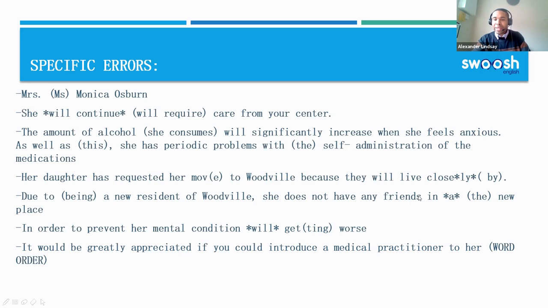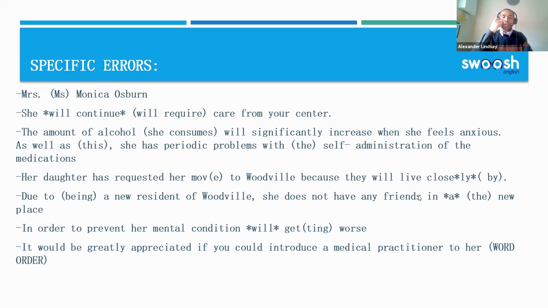She does not have any friends in the new place, not a new place, the, because we're referring to a specific place, the new place that she's moving to. And to be honest, even place is probably a little bit informal here. So the new area would be more formal and more appropriate. Final points, in order to prevent her mental condition, she said will get worse. In this case, no, it's getting worse. To prevent something happening, we need to use a gerund form again. So it's not will get, but getting worse is what we need to use.